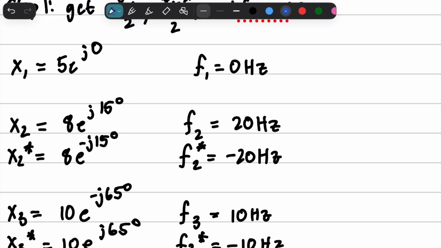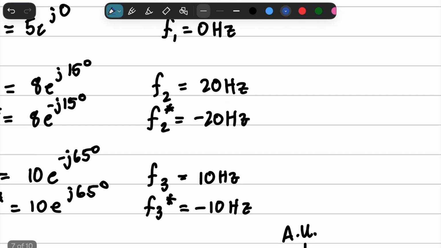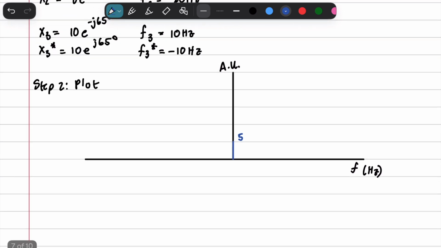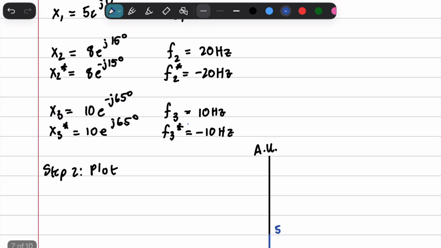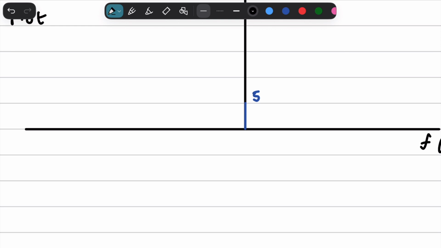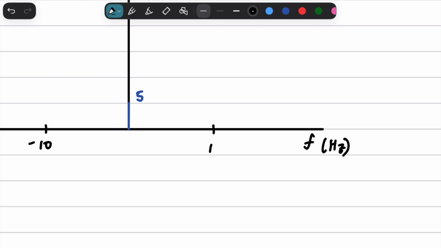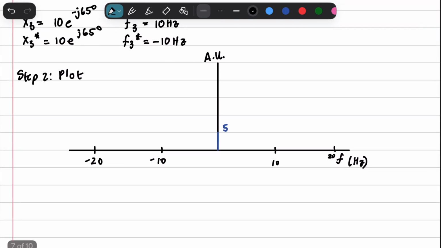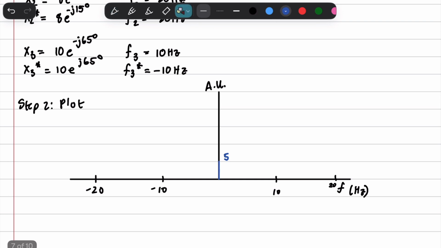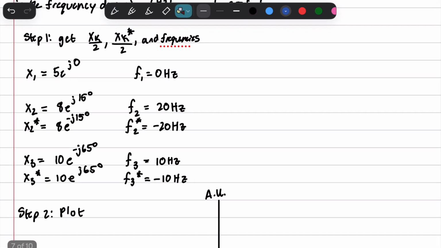Now let's go ahead and plot it. So we have a spike at, we have a DC bias or a DC component. And so we're going to write that right here. And it's good practice to write what the half phasor or the phasor is in this case. Okay. The next thing that we're going to have is this 10 hertz. So we're going to partition this -10, -20, 10, and 20. And we're going to draw our phasors, draw our spikes, sorry.